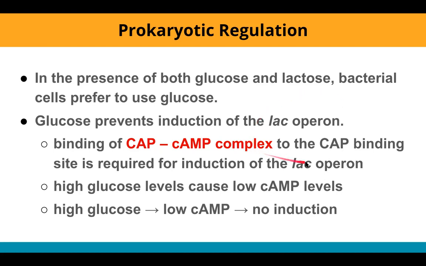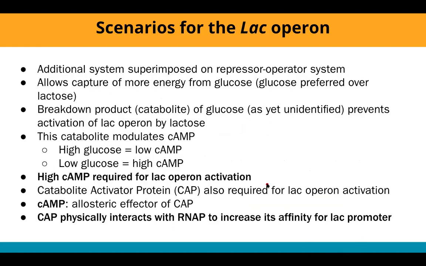Again, in order for the lac operon to be induced, activated, or expressed, you need to have this CAP-cAMP complex. This CAP-cAMP complex is required for the induction and expression of the lac operon. Now, high glucose inhibits formation of cAMP, therefore causing low levels of cAMP. Therefore, if you have low levels of cAMP, you won't form this CAP-cAMP complex. If you have no CAP-cAMP complex, you have no induction of the lac operon.